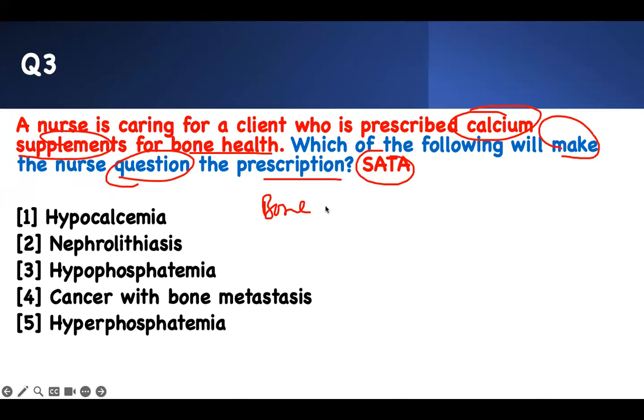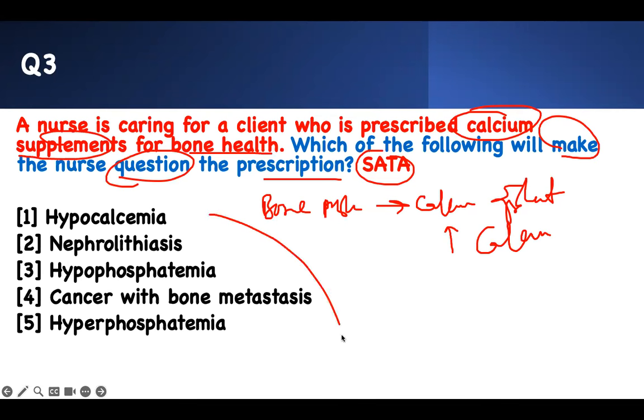You have a bone problem, right? We give you a calcium supplement. That means I'm increasing your calcium. Which of those in your history will make you question? Sometimes you have to look at a question, think about it, and rewrite it the way it sounds. The way they've written it, you don't see it well. The way I wrote it, you can see it better. But the way I stated it by breaking it down, bone disease, I'm giving you a calcium supplement, means I'm increasing your calcium so that your bone disease can improve.